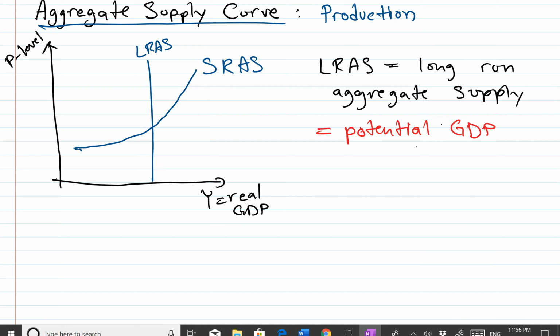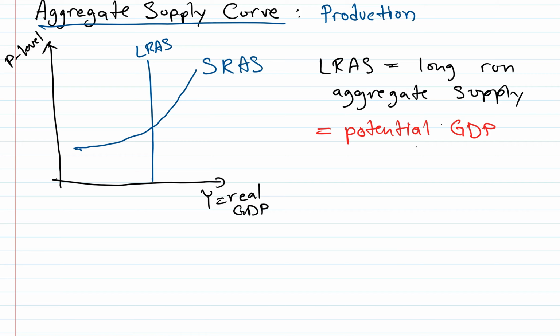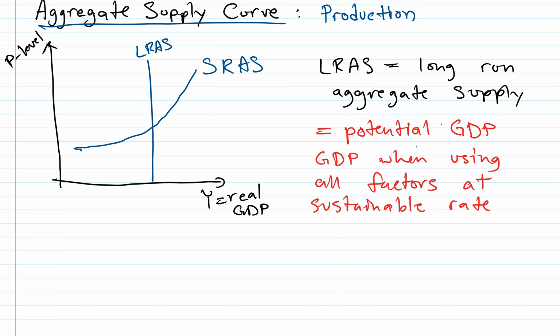Now it's not exactly a maximum production, because you can go above potential GDP temporarily, but it's sort of the highest production when you're using them sustainably. So this is the GDP, the total production when using all factors, at a sustainable rate.